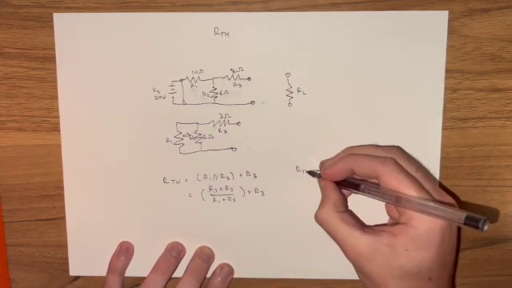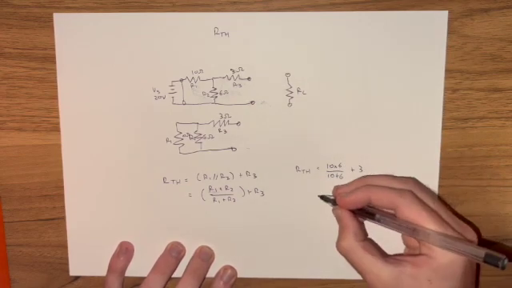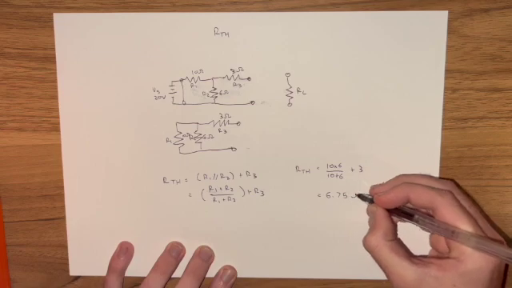This will give R1 multiplied by R2 over R1 plus R2, plus R3. Subbing in our values gives 6.75 ohms.